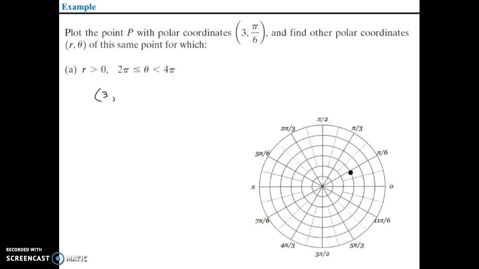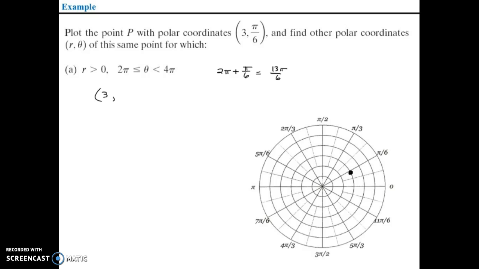But now the angle has to be between 2pi and 4pi, which is of course more than just one rotation. So the way I'm going to figure this out is take 2pi and add pi/6 to it. The reason I'm doing that is graphically, I know that if I go out to pi/6 and then add another 2pi, it's going to land me at the exact same spot. Those are coterminal. And if I do this, I'm going to get 13pi/6.